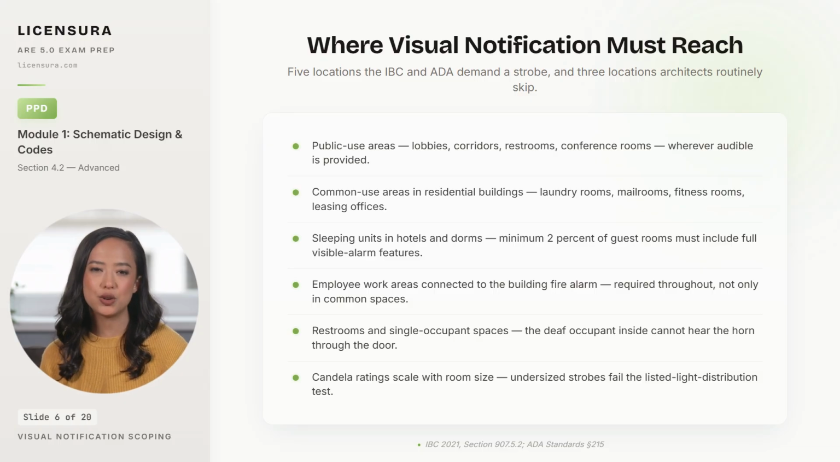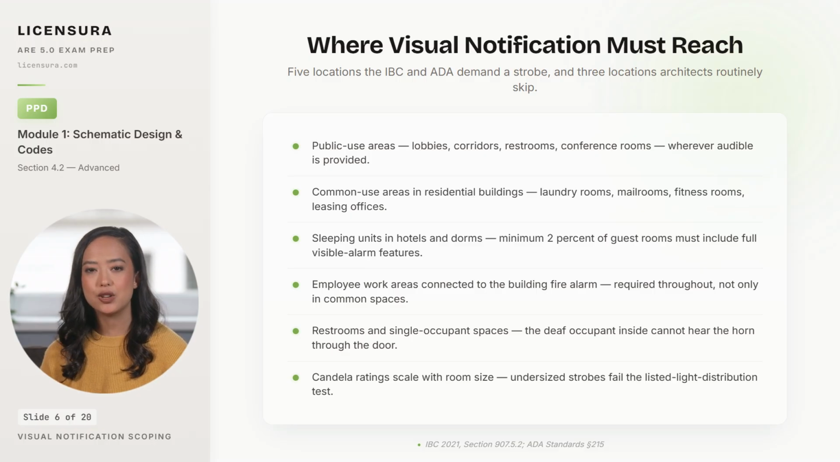6 anchors for visual notification, and the first 3 answer most exam questions on the topic. First, every public use space that has audible coverage also needs visual coverage. Lobbies, corridors, restrooms, conference rooms, training rooms, all of it. Second, common use spaces in residential and mixed-use buildings extend the same rule. Laundry rooms, mail rooms, fitness rooms, leasing offices, package lockers, anywhere a resident might be alone when the horn sounds.